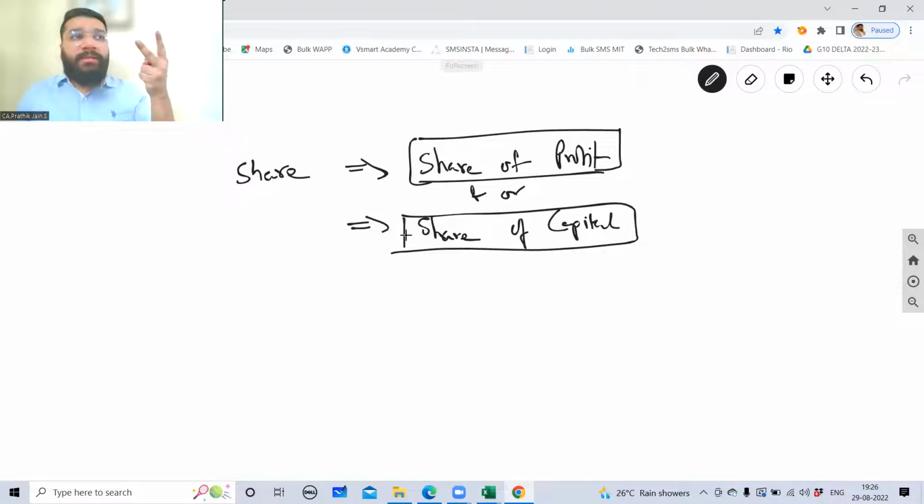Share here represents two things. One is sharing of profit. Second is sharing of capital. Because obviously one person cannot put in all the capital, so the capital has been shared by multiple people. So share of profit.